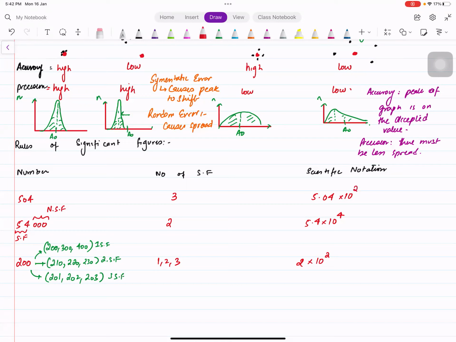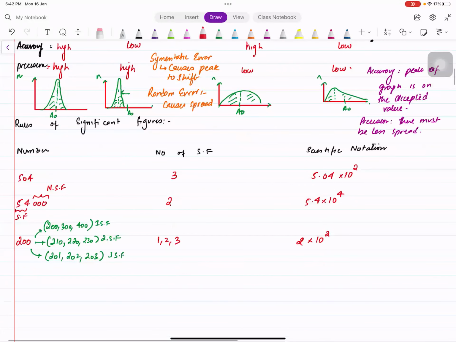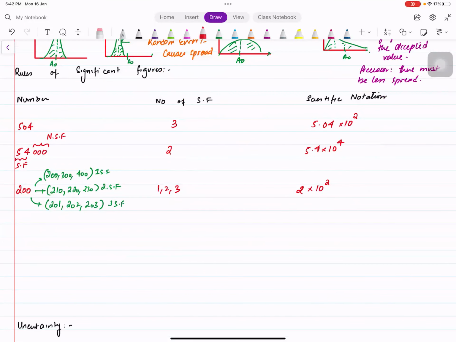All right. Anything else? Sir, if the significant figures are 2, so for the last value you would write 2.0 times 10 to the power of 2? Yes, 2.0. That is correct. And if it was 3, then 2.00.